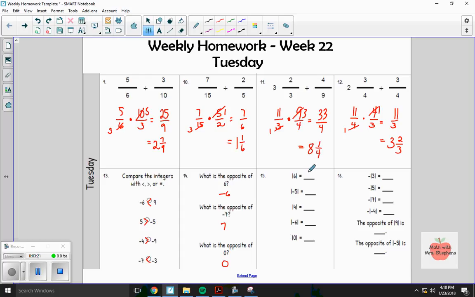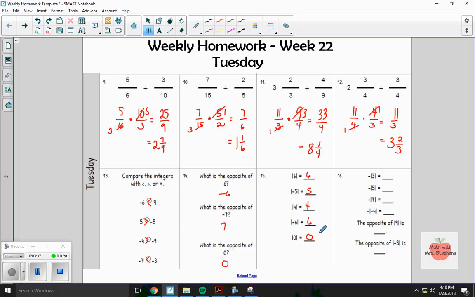The absolute value of 6 is 6. The absolute value of -5 is 5. The absolute value of 4 equals 4. The absolute value of -6 is 6. And the absolute value of 0 is 0.